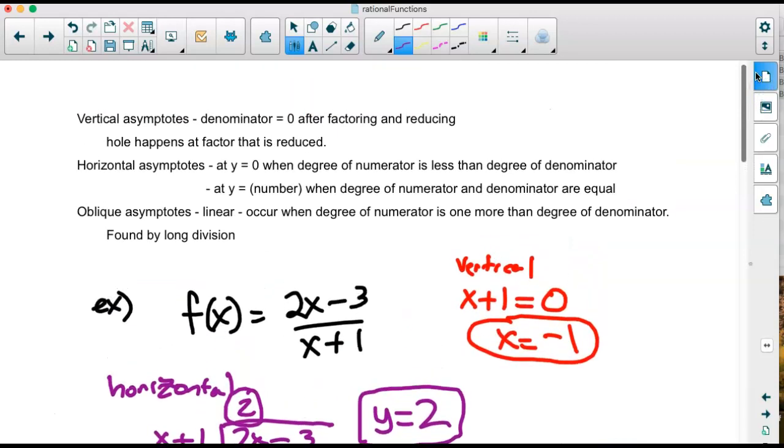Okay, verticals happen when the denominator is 0. A hole happens when we factor and reduce. Horizontals happen in these two cases, and oblique happens if horizontal doesn't happen. Now, there are oblique asymptotes that are curved, but we don't deal with that in this class. If we have a power that's 2 more on the top than the bottom, then you're going to have a kind of curved asymptote. We're not going to have that in this class though. So we're going to stick with linear oblique ones.